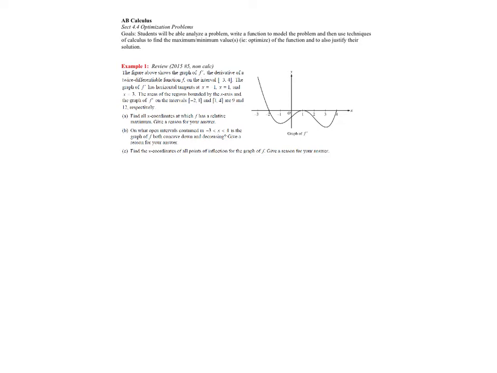That just tells us that f prime of negative 1, f prime of 1, and f prime of 3 are all equal to 0. The areas of the regions bounded by the x-axis and the graph of f prime on the interval are 9 and 12 respectively. We are not going to be utilizing that information yet. We haven't gotten to that part of the course yet.